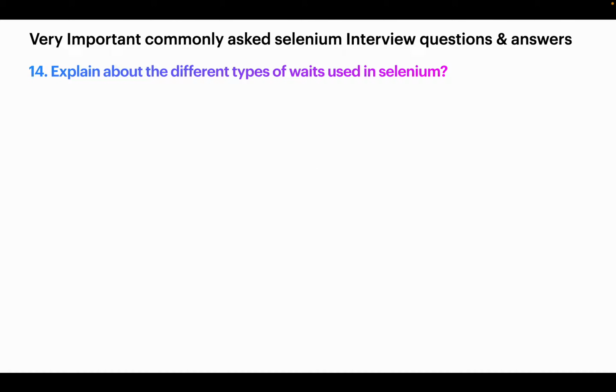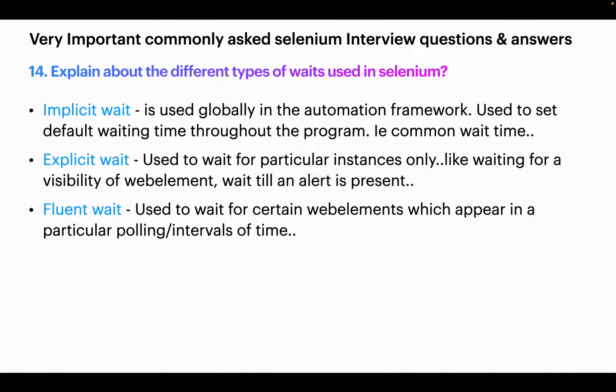Let's see what are the different types of waits available in Selenium: implicit, explicit, and fluent wait. Implicit wait is globally used in an automation framework to set waiting time throughout the web elements in the program. Okay, whereas explicit wait is used only for particular instances, like waiting for visibility of a web element or waiting for an alert to be present or not. Okay, implicit wait is globally used, whereas explicit wait is used only for particular instances. Okay, coming to fluent wait, consider a web element appearing in certain intervals of time or polling time. At that time we can use fluent wait. Okay, so these are the different types of waits used in Selenium.